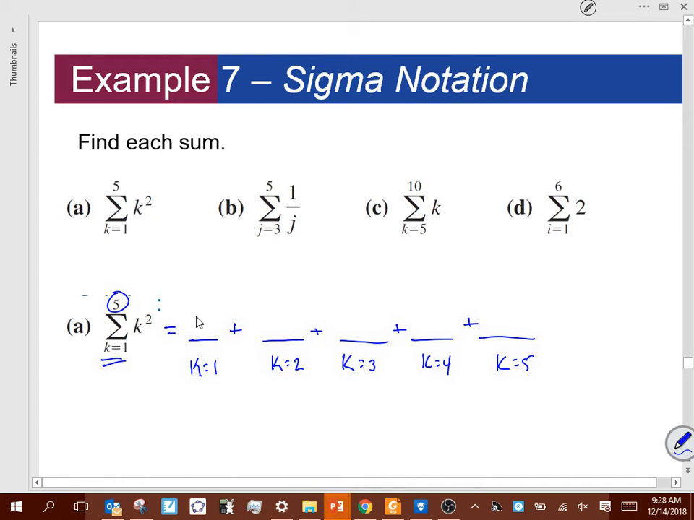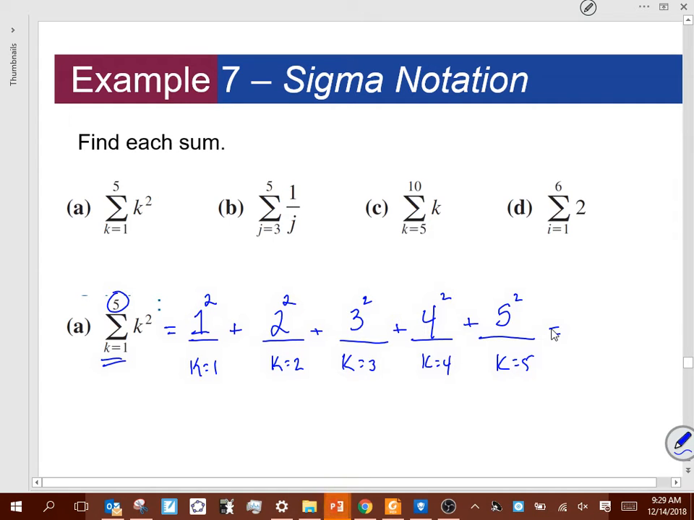When k is 1, I'm left with 1 squared, right? When k is 2, this one would be 2 squared. So we're just taking our k value and squaring it, right? This would be 3 squared. This would be 4 squared. That would be 5 squared.